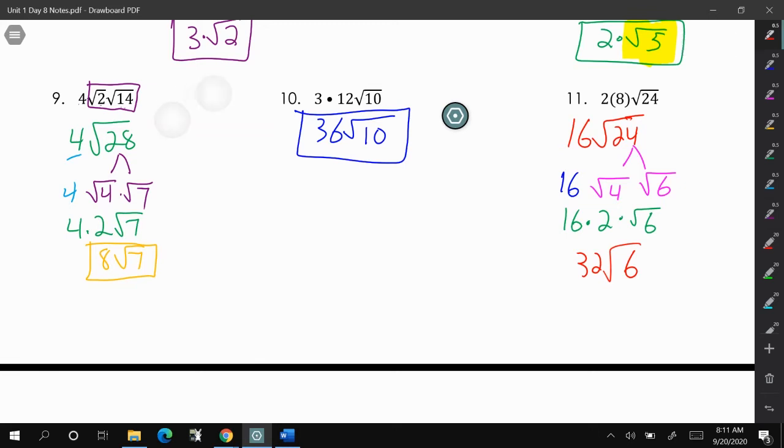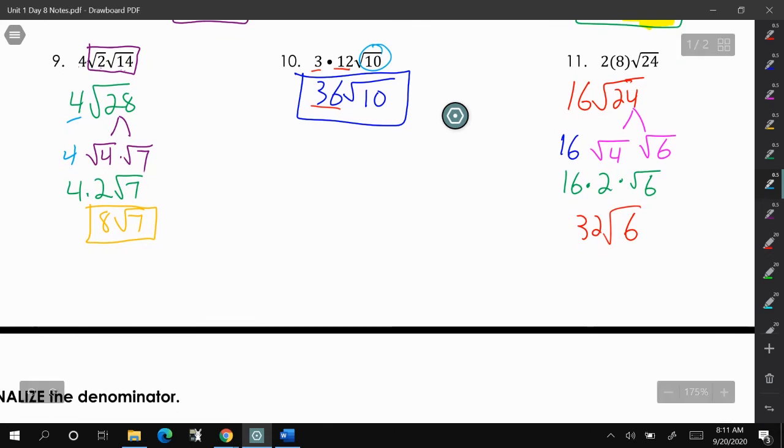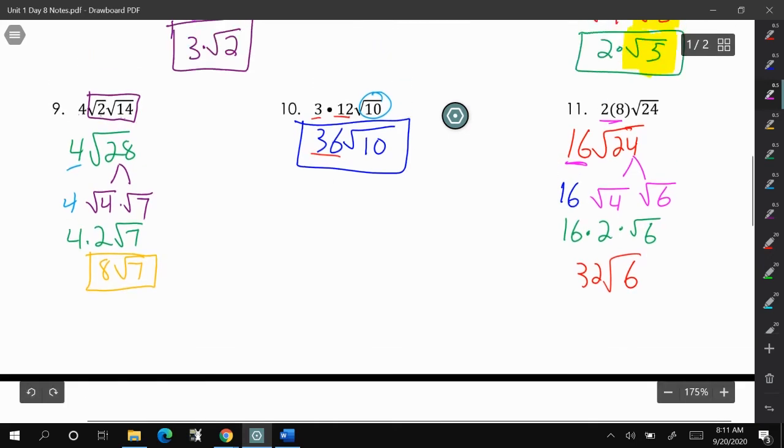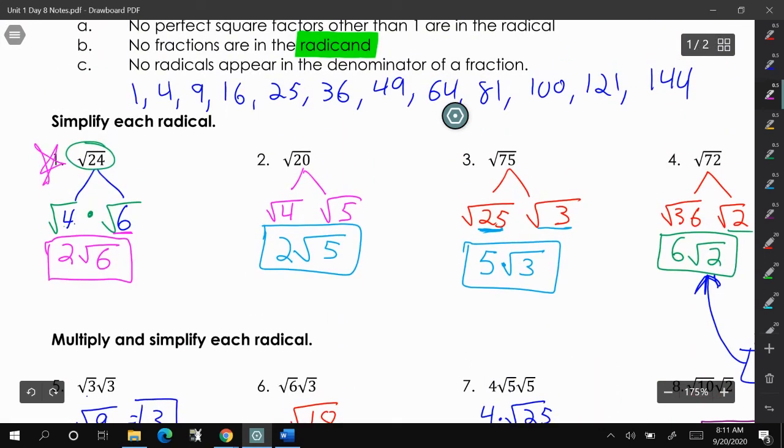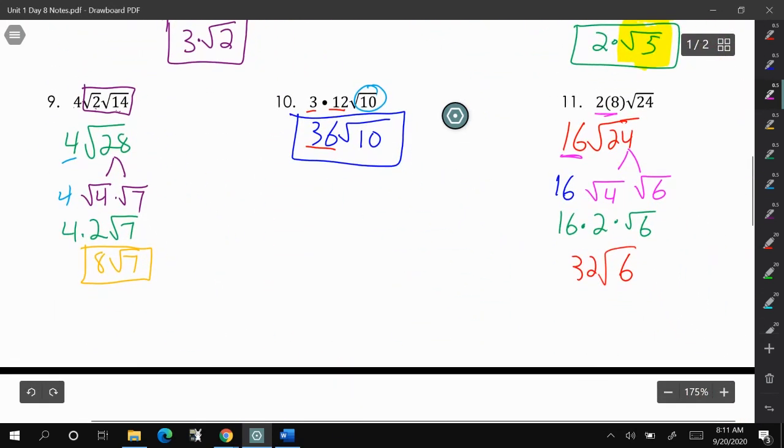And number 10, once you do 3 times 12, you get 36. You cannot simplify the square root of 10. There's nothing that breaks down as a factor of 10 that is a perfect square. And then number 11, you had to multiply 2 times 8 first to get 16, and then you can break up 24 like we did in this example up here, number 1. And then once you break that up, you then can multiply 2 times 16 to get 32.